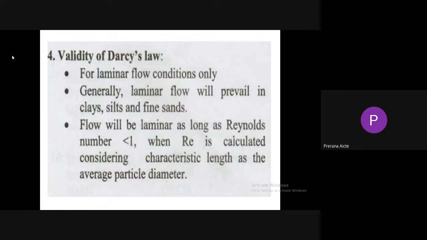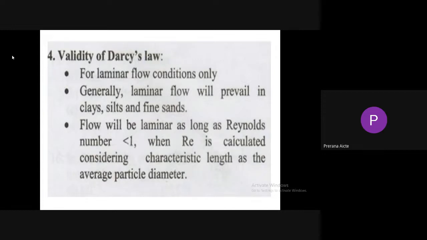So Darcy's law is not valid for coarse grain soils, and not valid for least permeable soils like expansive clays. It is only valid for fine sands and silts and some clays which consist of high hydration. Flow will be laminar as long as the Reynolds number is less than 1.